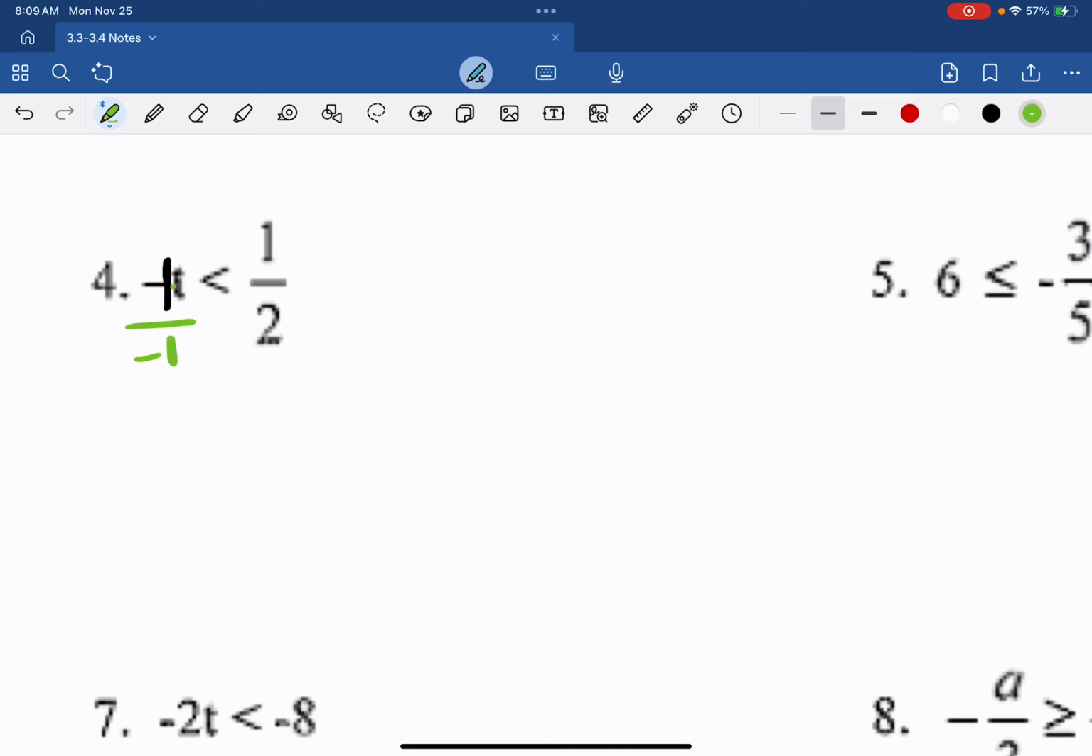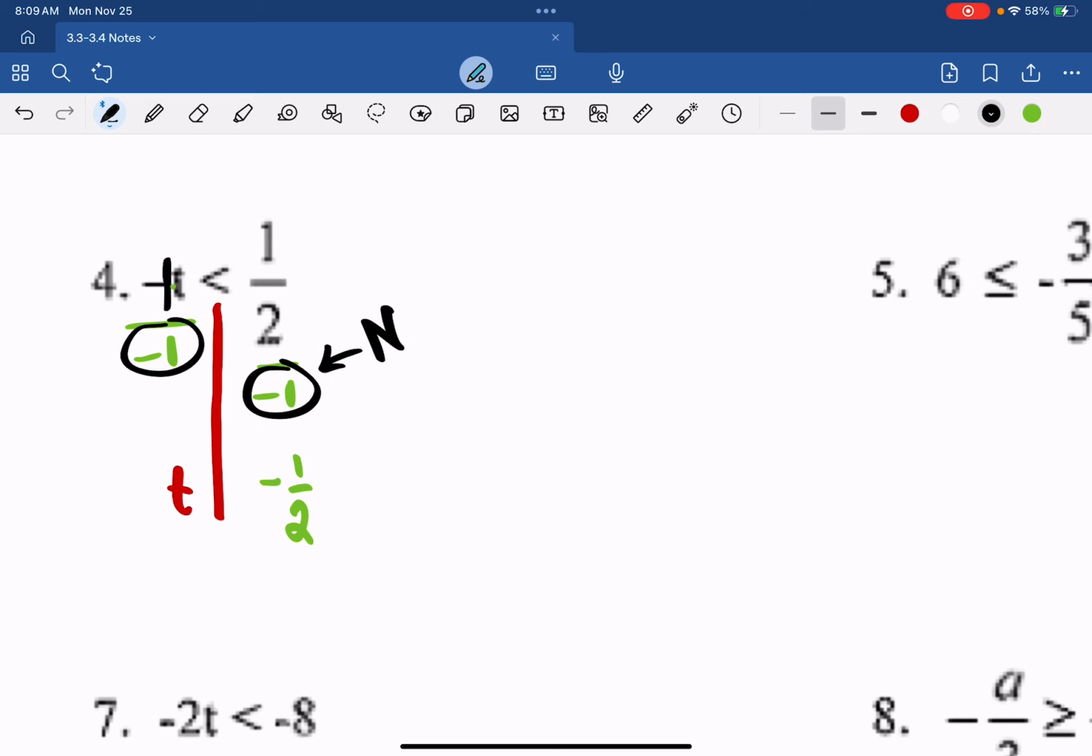So to do the inverse, I'm going to divide both sides by -1. Draw my line down the middle. So I know that I need to bring the T down. And now when I do 1/2 divided by -1 in my calculator, I'm just going to get -1/2. Okay? Now I look at what I divided both sides by. Divided by a -1. I divided by a negative, which tells me I need to flip. So I flip my sign.